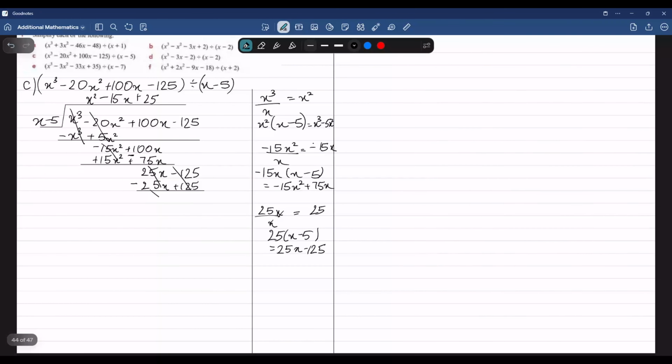Cancel this down, we get 35 as your answer, and x squared minus 15x plus 25 is going to be your answer. And that's it for part C.